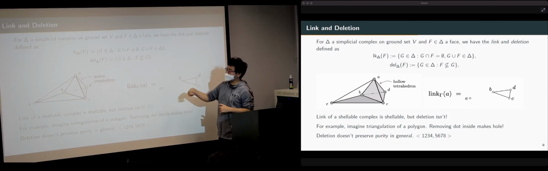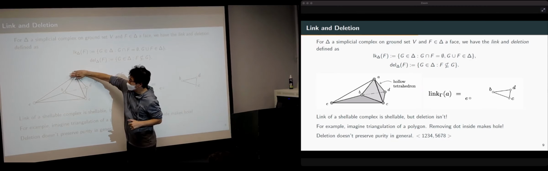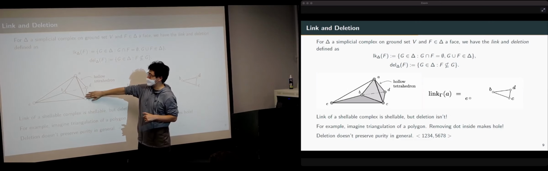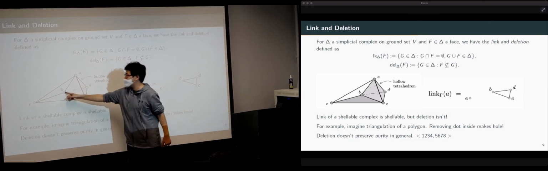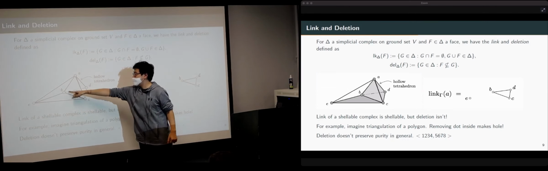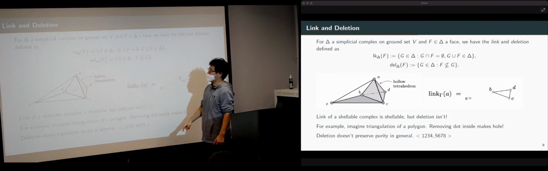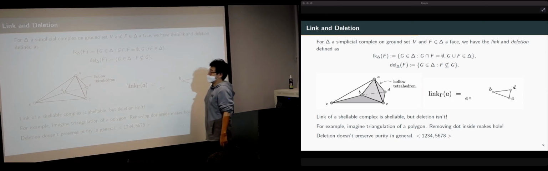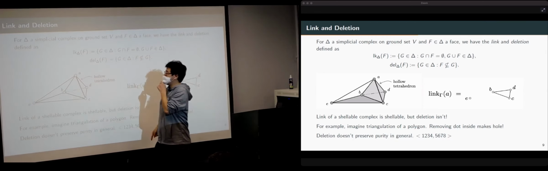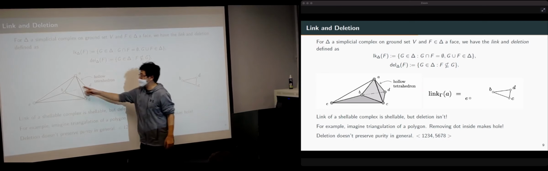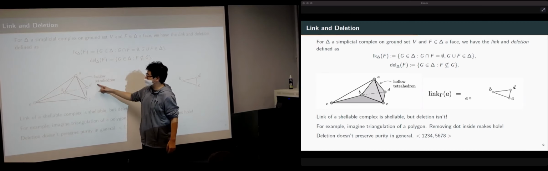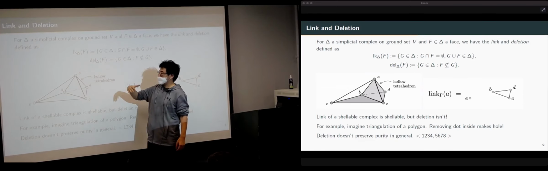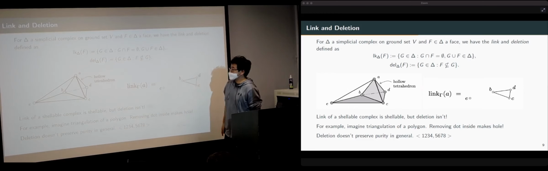Then how does the deletion look like? Deletion is basically you remove A and then take all the faces that were originally there. So it's going to consist of this triangle EBC and BCD. That's how the deletion of A is going to look. And how does the link of A look like? The link of A, you're basically going to be taking faces away from A, but in a way so that combined with A that gives you the original face of the complex.